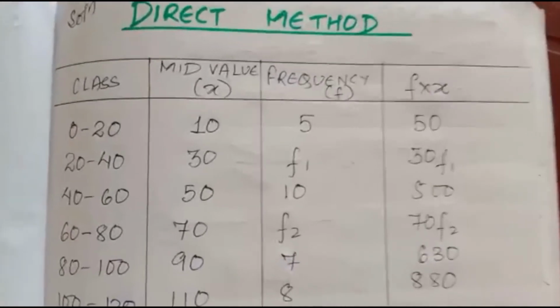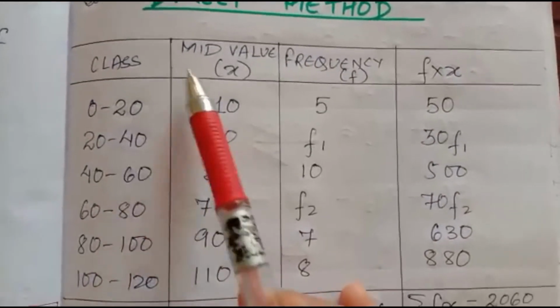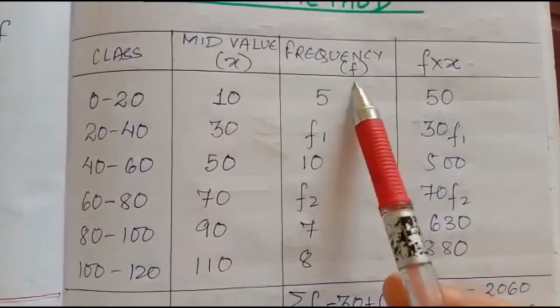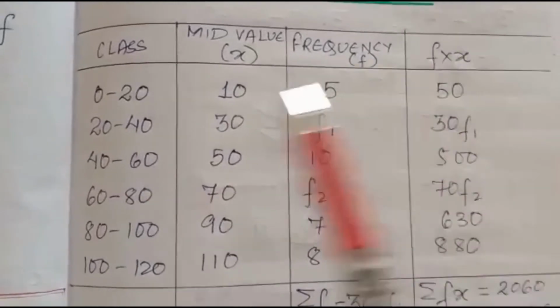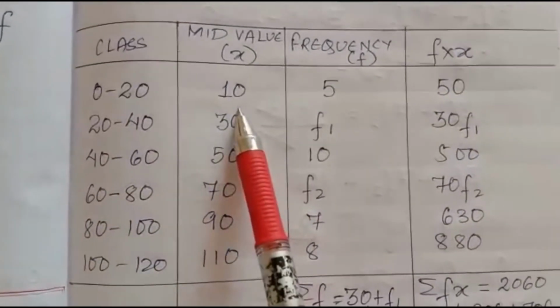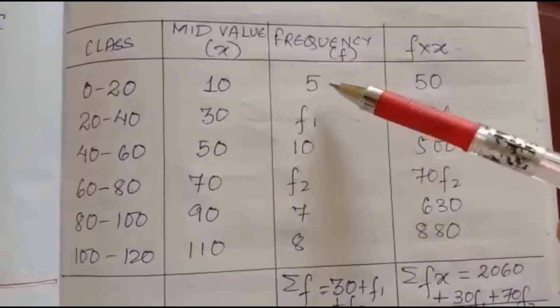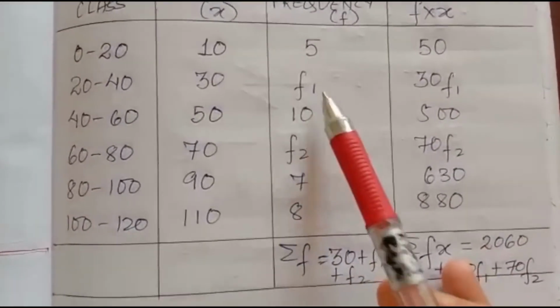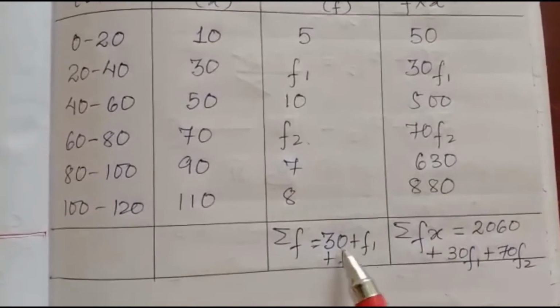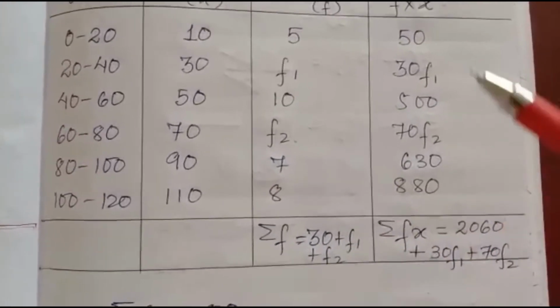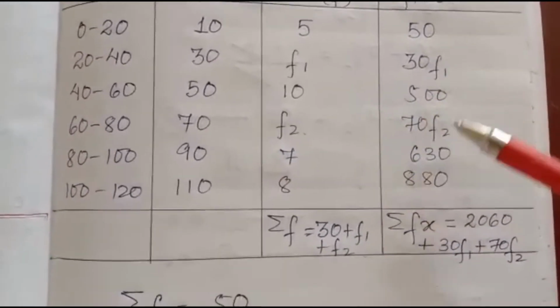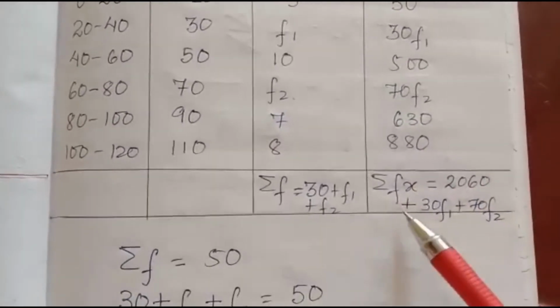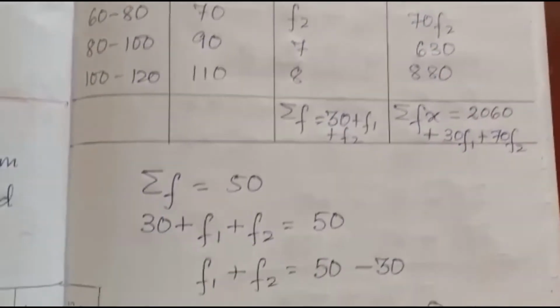Next we will solve by direct method. We have to make class, then mid value x, frequency, f into x. Then you find this mid value, you know how to find it, then frequency is given, then f into x. So when you add, you cannot add f1 and f2 with numbers, so 30 plus f1 plus f2. Similarly add 50, 500, 630, 880, then write 30f1 plus 70f2.